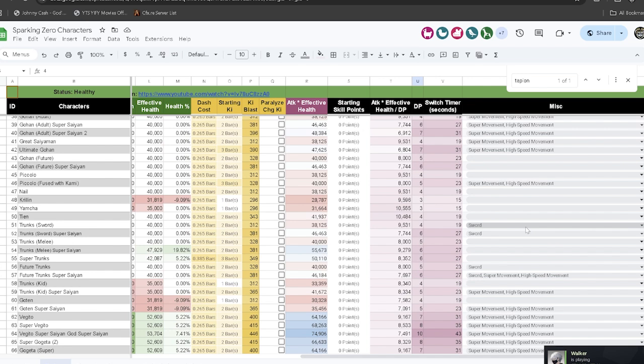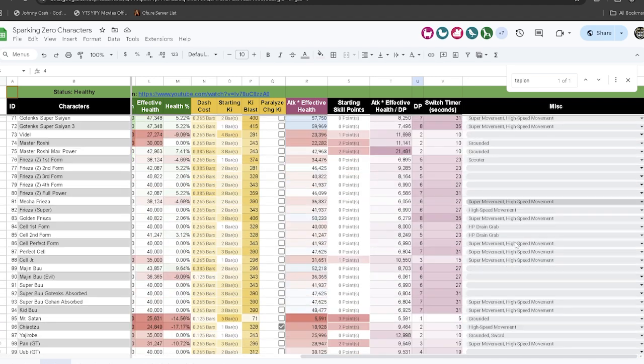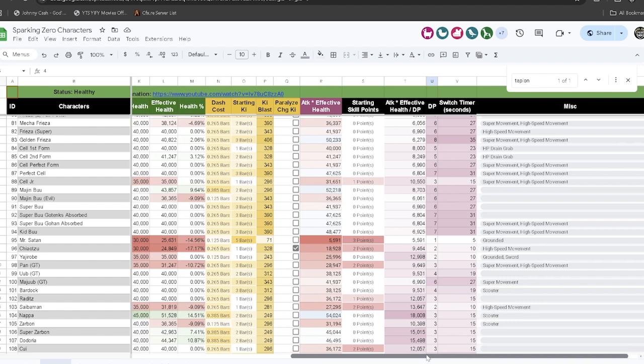Sword, there's several different benefits to this, one being the charge ki blast is unblockable. And yeah, so we have just, grounded means that they slowly fall as they're in the air. Okay, so anyways, I'm pretty sure you guys get what most of this is.